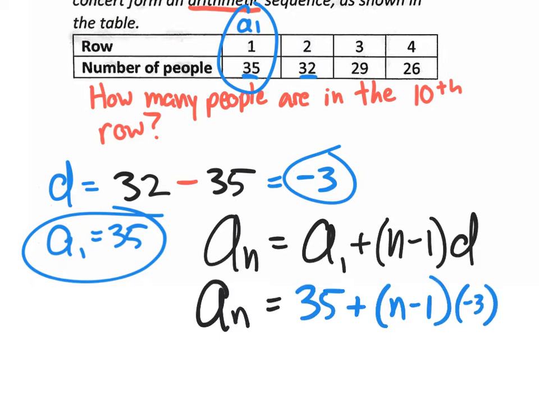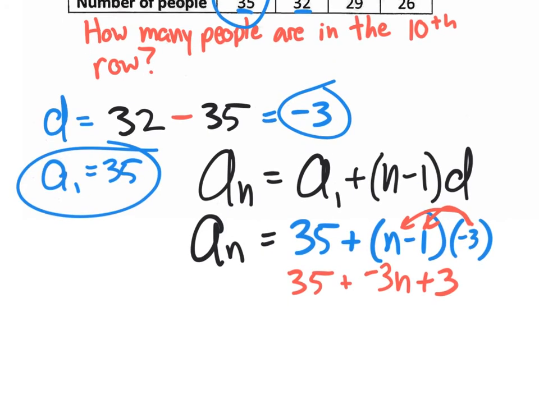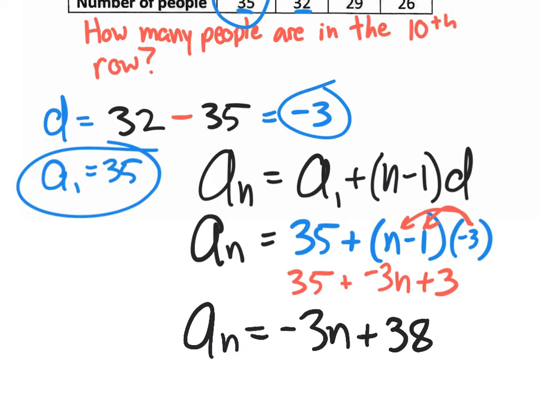So we need to simplify this equation. So let's distribute the negative 3. Negative 3 times n, negative 3n. Negative 3 times negative 1 is positive 3. Bring down the plus, bring down the 35. And we could still continue to simplify that to say that our final general rule is a sub n equals negative 3n plus 38, right? When I combine 35 with 3, that's 38. Ladies and gentlemen, that is our arithmetic general rule.